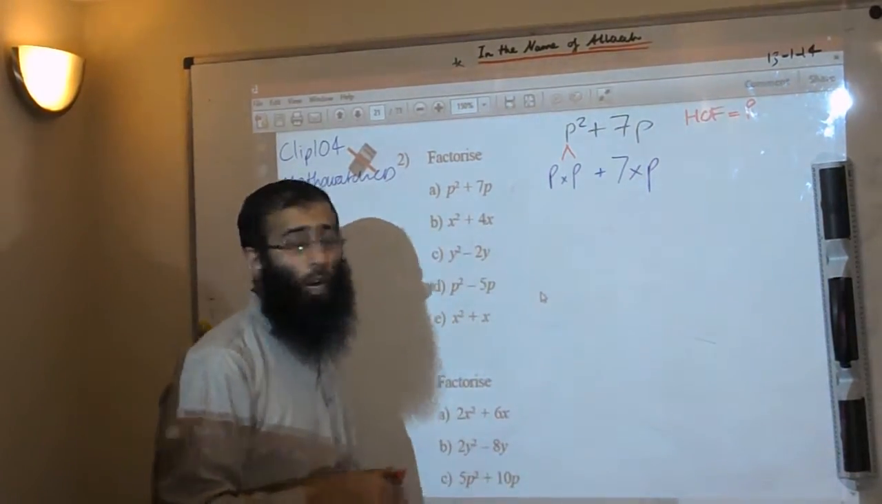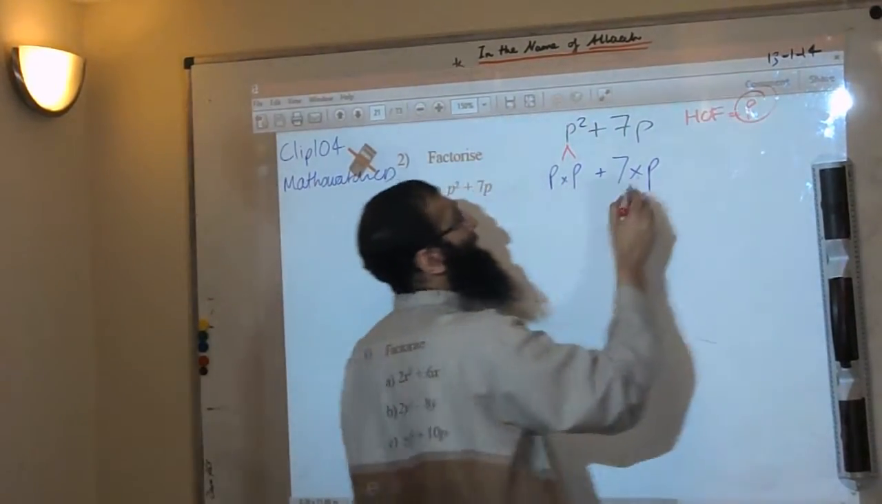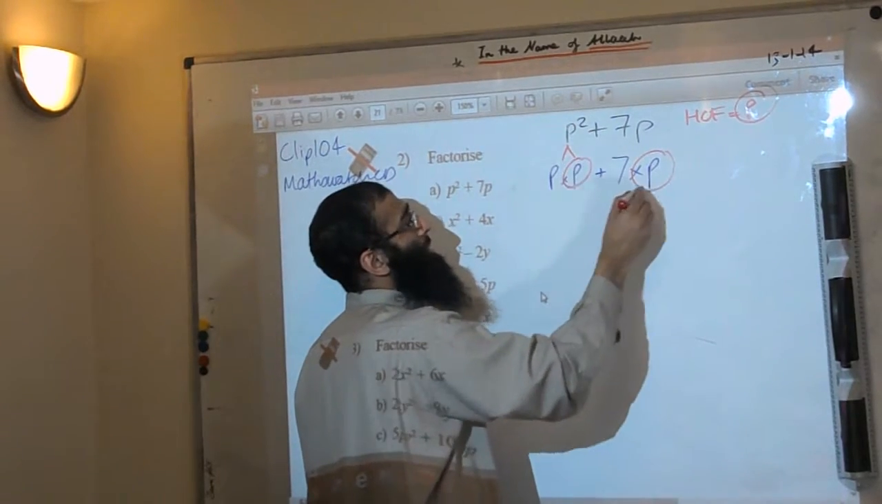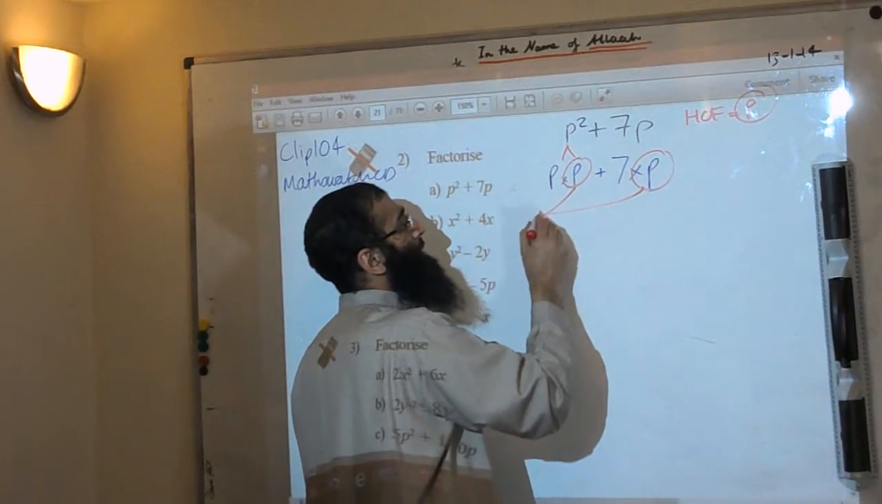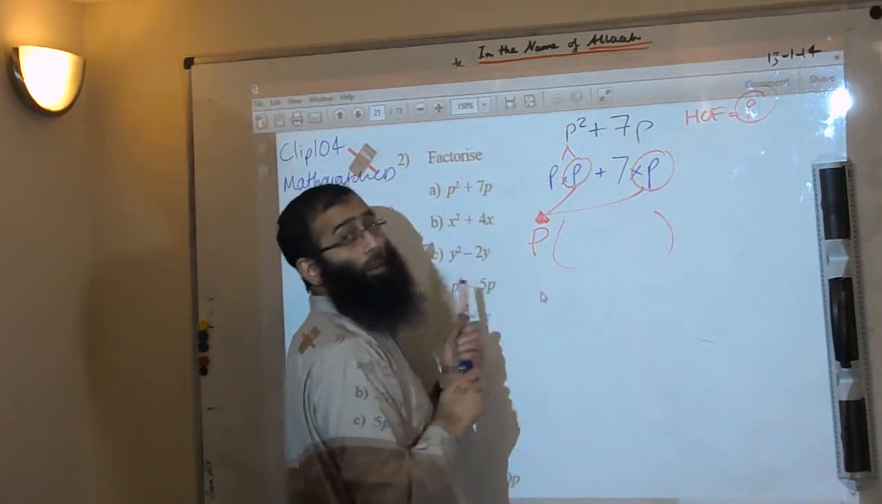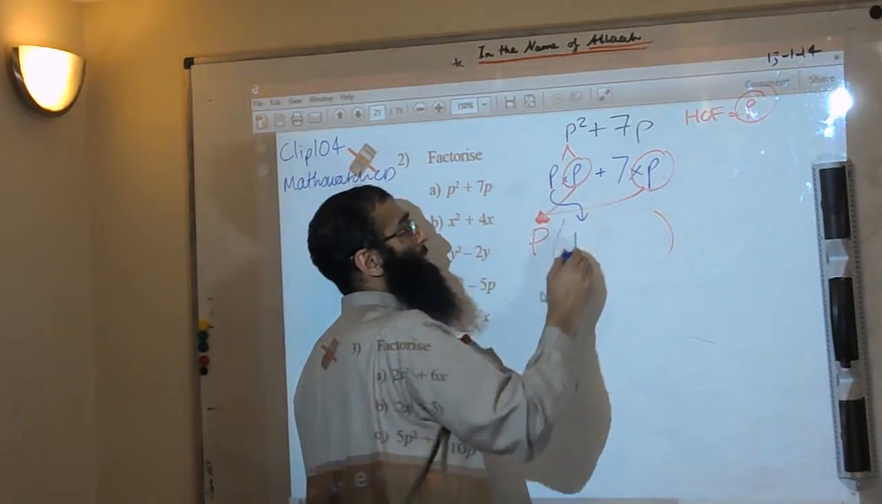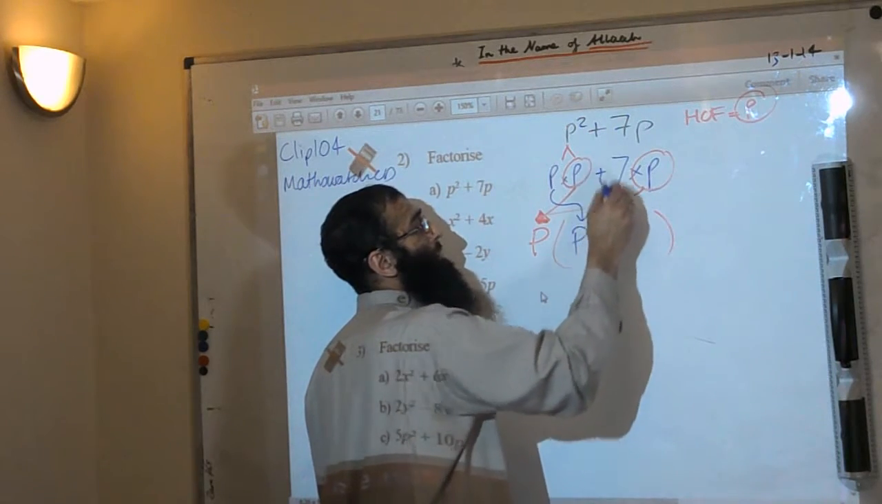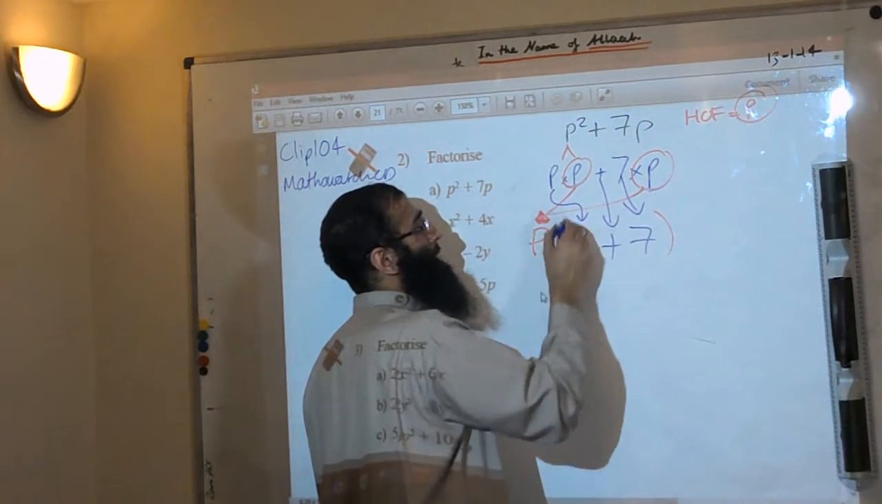Okay, now we're looking for the common factor which we said is p. So here's the p and here's the p. So you pull it out and you put it over here at the front. Okay, what do we have left over now, Hassan? You just have the p and the plus 7. And the question is done.